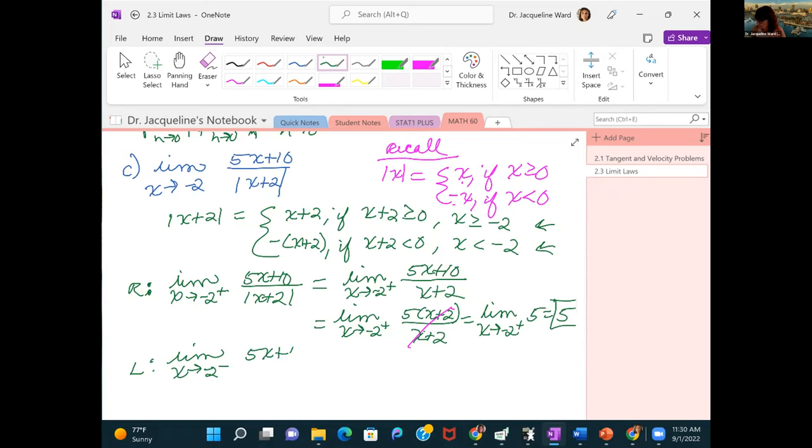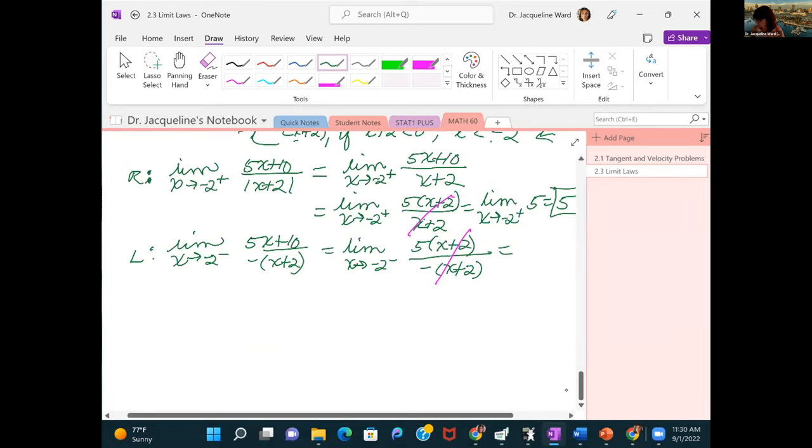Now it's the same idea, but now you have to do the opposite on the bottom, right? You have to use that one because you're looking from the left. So factor out the 5 on the top. The x plus 2s cancel. And since the right-hand limit is not the same as the left-hand limit, the limit does not exist.